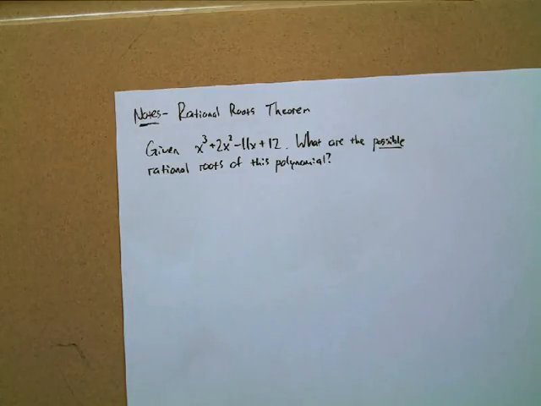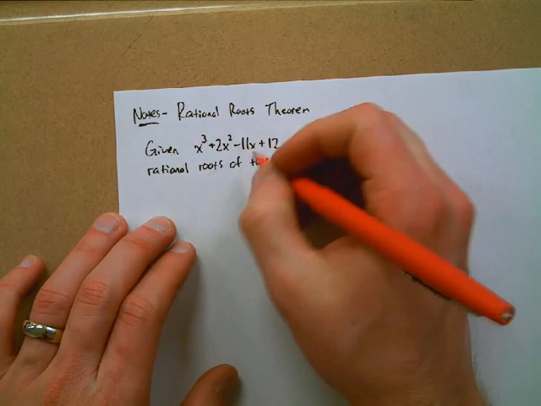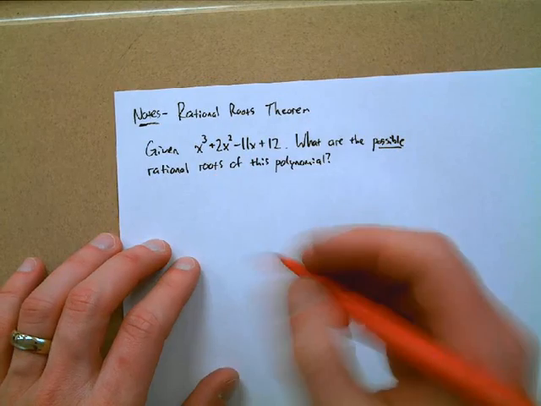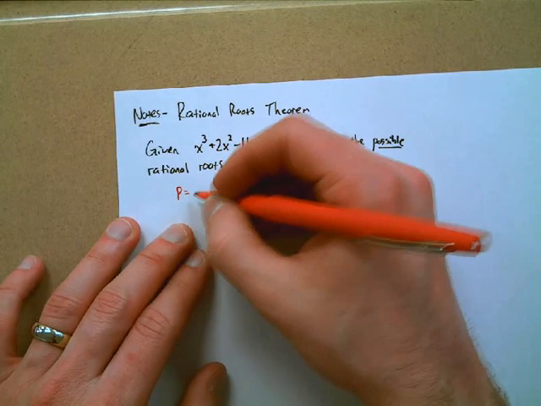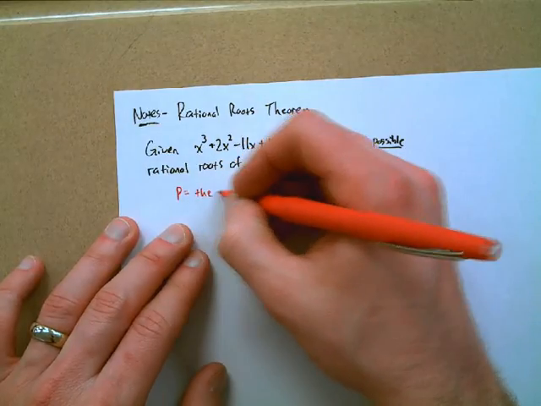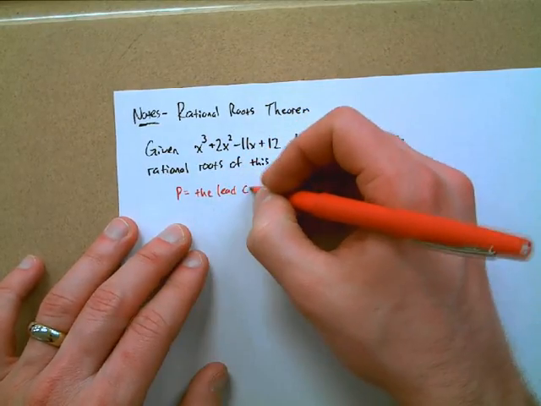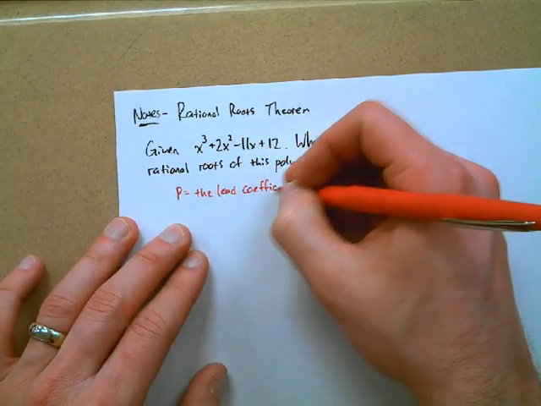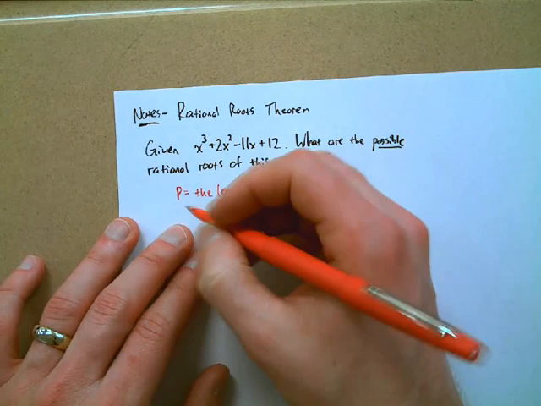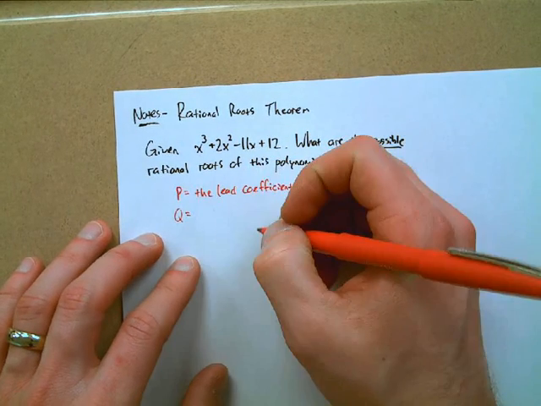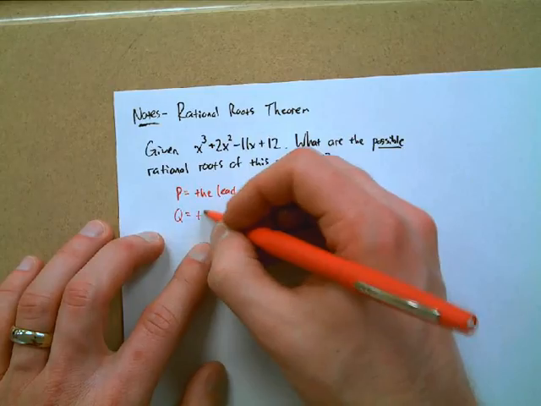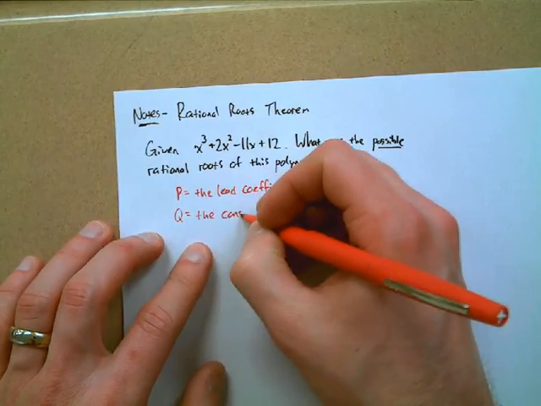First thing we're going to do is identify P and Q from our polynomial, okay? P is the lead coefficient. Q is the constant term.